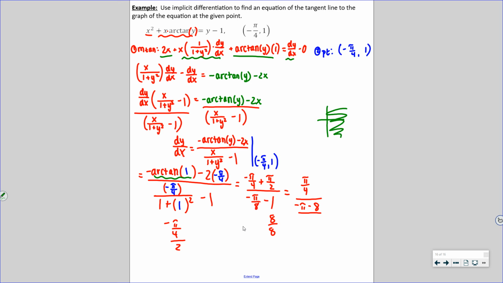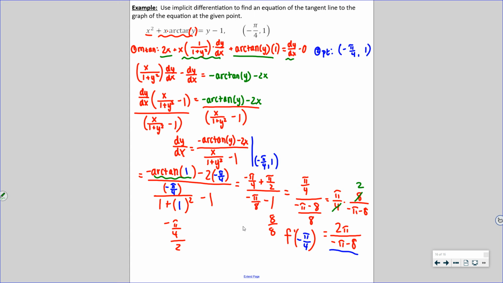Okay, we're almost done. Times by the reciprocal. I can simplify these. Here is your slope: 2 pi over negative pi minus 8. That's nasty. That's the derivative at negative pi over 4. There's my slope of the tangent line.